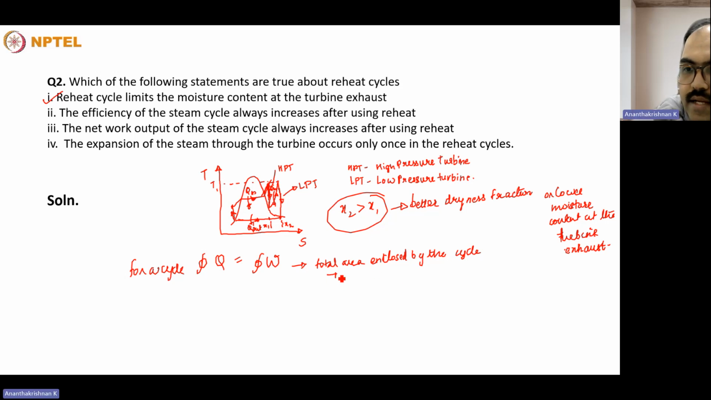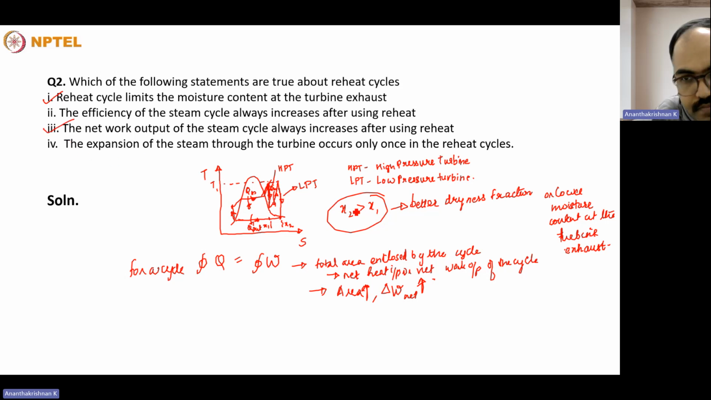The total area enclosed by the cycle will be equal to the net heat input or the net work output of the cycle. Here, since the area increases, the net heat input as well as the net work output increases. So work increases. So the net work output of the steam always increases after using reheat. That's absolutely a given.